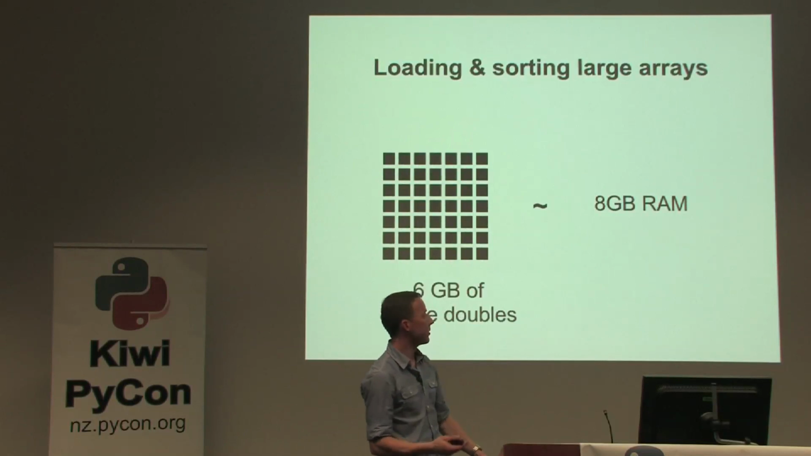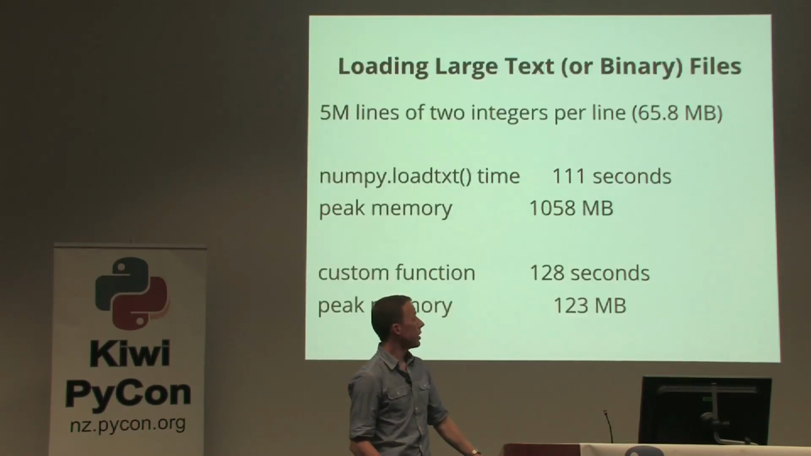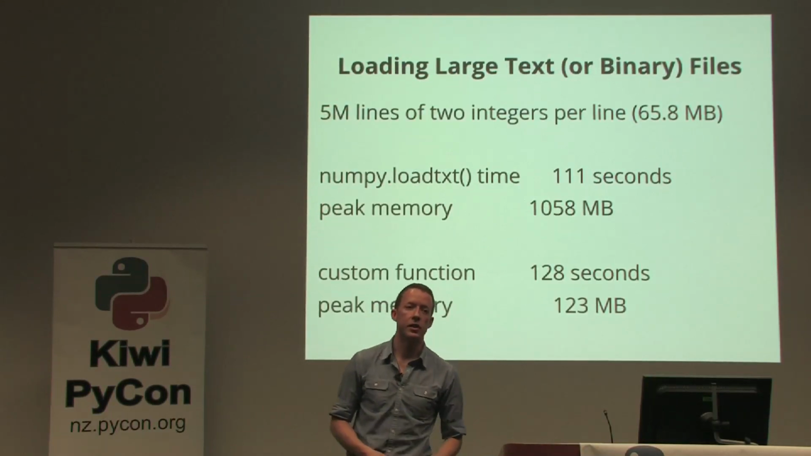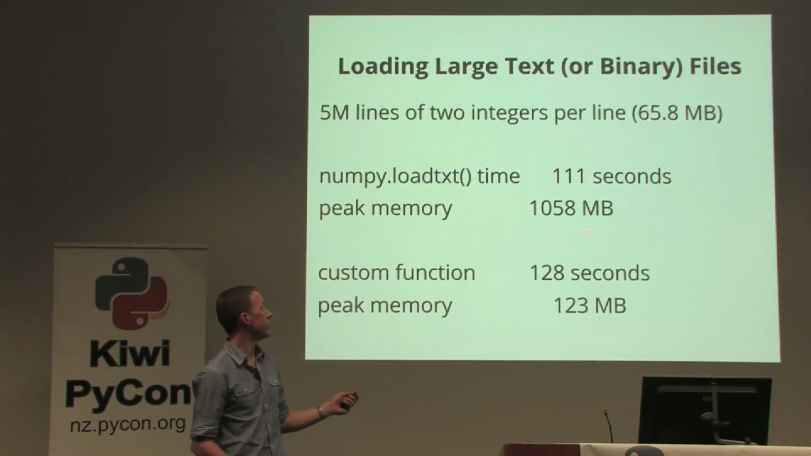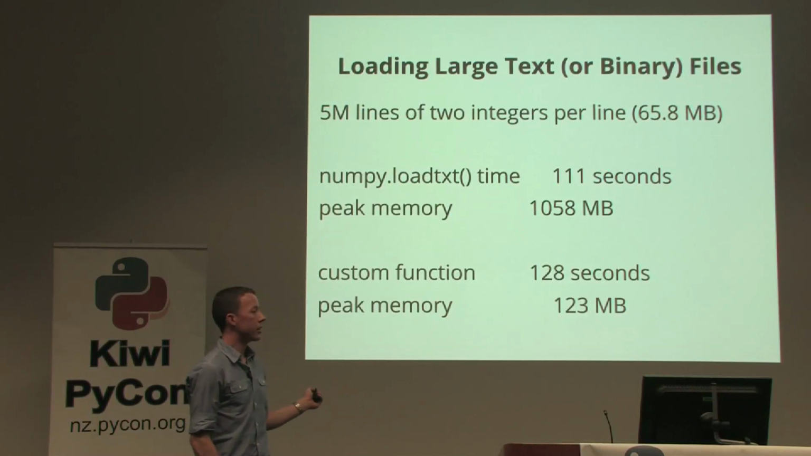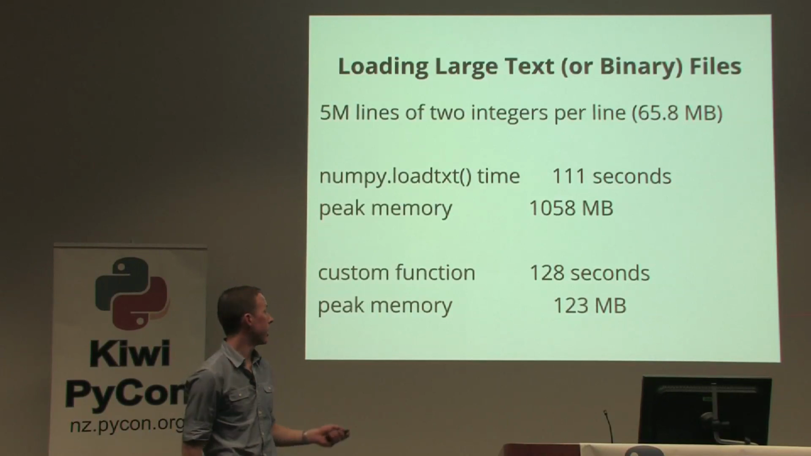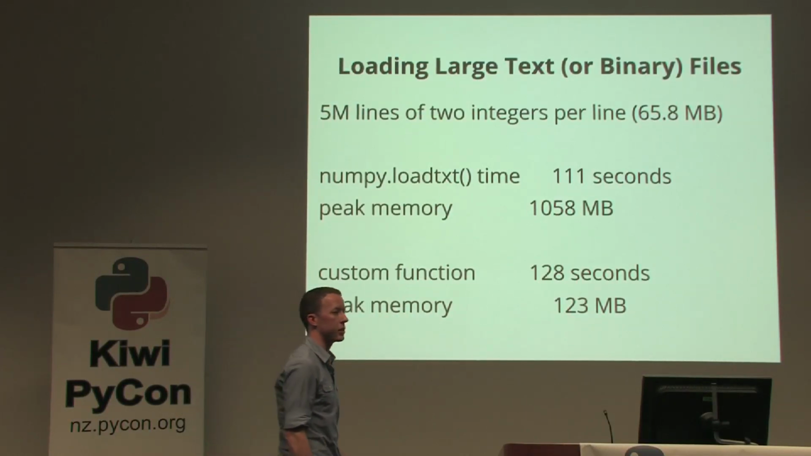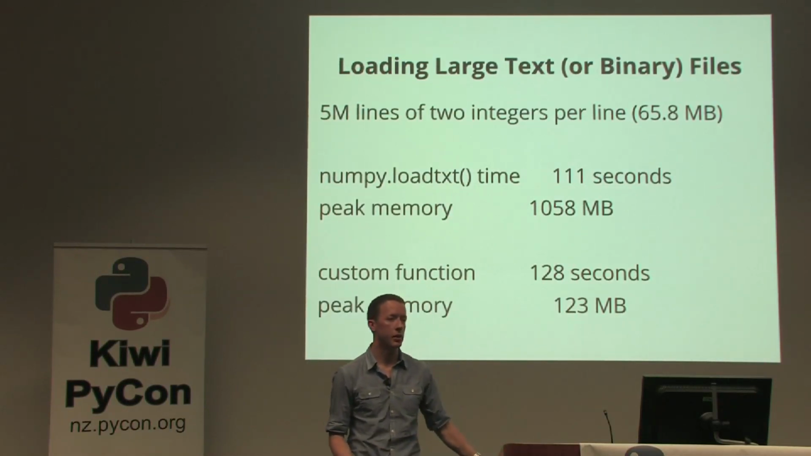But that's hard if your array is 6 gigabytes worth of doubles and you've only got 8 gigabytes of memory. NumPy's loadtxt function doesn't even get started, because if you're loading a 65 megabyte text file, numpy.loadtxt takes 2 minutes and consumes over a gigabyte of memory. You need to pre-allocate a NumPy array and then scan through that file line by line and fill in the NumPy array. That takes the same amount of time, but an order of magnitude different memory usage. Now, there may be better ways of doing that, but pandas won't do it, NumPy won't do it. My own function is only about 6 or 7 lines.